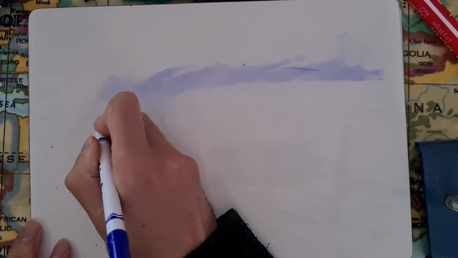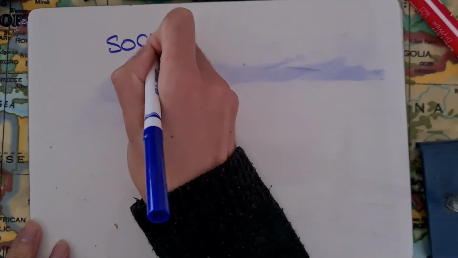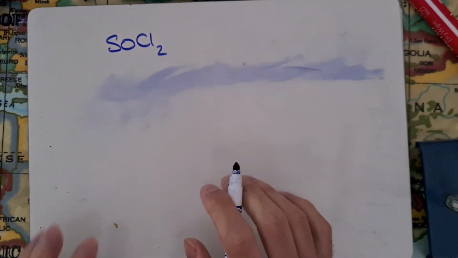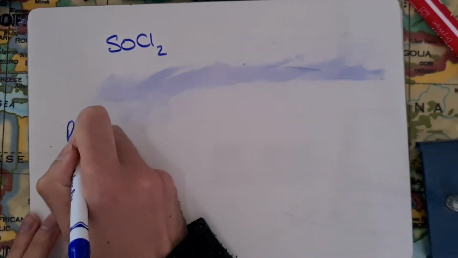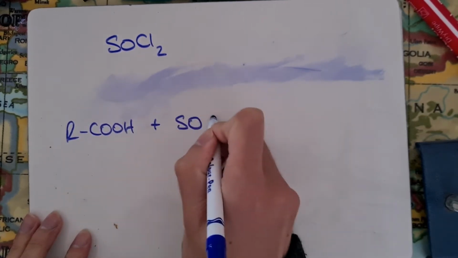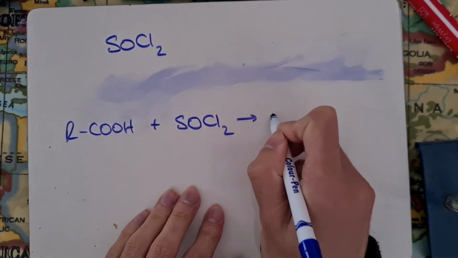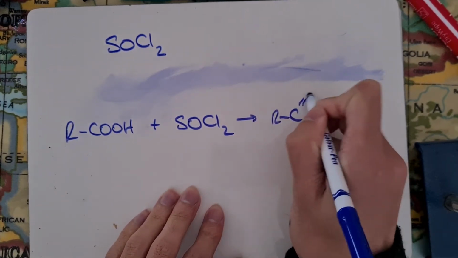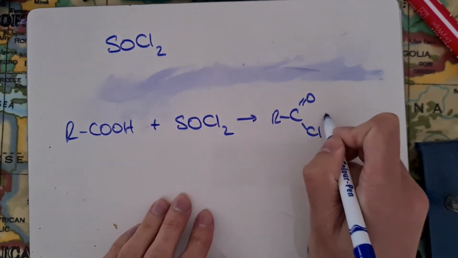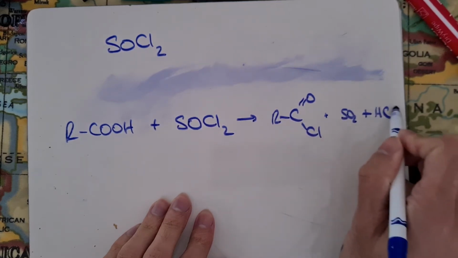So acyl chlorides are prepared using SOCl2, thionyl chloride, sometimes referred to as thionyl chloride. So if we take a carboxylic acid, add our SOCl2, we are going to get, first of all, our acyl chloride plus sulfur dioxide and some HCl as well.